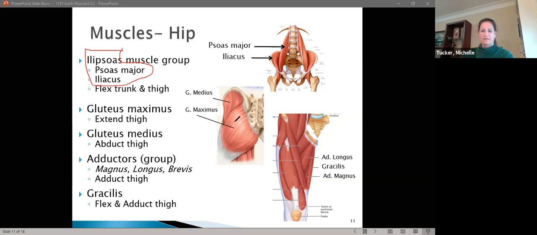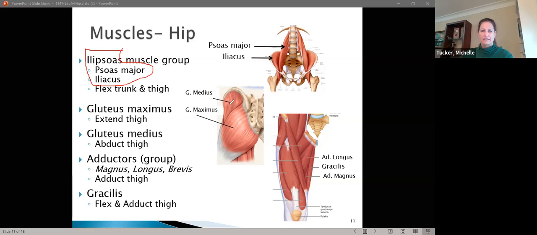Gluteus maximus is our large muscle on the posterior side of our body. When it contracts, it's going to pull the leg back at the hip. It's going to extend the thigh at the hip.